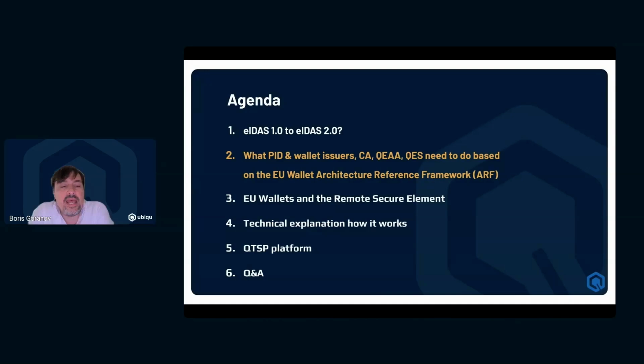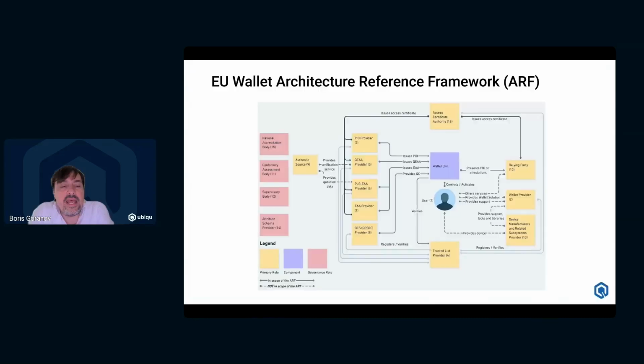So this is a bit of setting the scene. We're now moving to eIDAS 2, where we're starting to use the wallet as a transport means of data from issuers to relying parties. The EU has created an architecture reference framework so that we have a nice overview, so that we can make sure that we are all talking about the same thing.